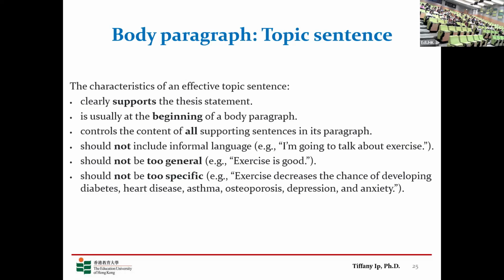But then when you want to mention that argument, you need to be careful not to give too much detail. Yeah, so the topic sentence should not be too specific either. You don't say exercise decreases the chance of developing diabetes, heart disease, asthma, etc. Because I told you to give more details and then you say everything. These would be examples you can explain in the main part of the body paragraph. So here you would rather say exercise maybe improves a person's physical and mental health. That is somewhere in the middle, not too general and not too specific.